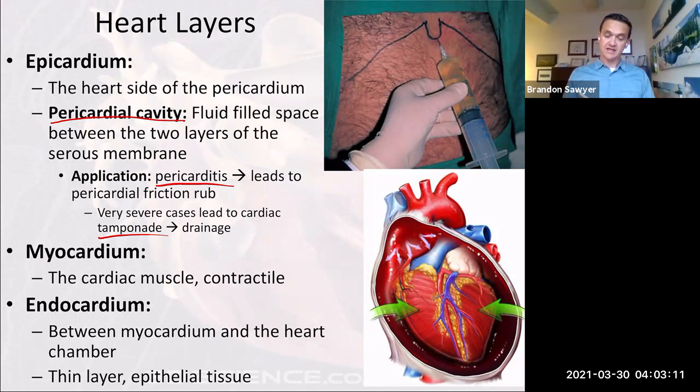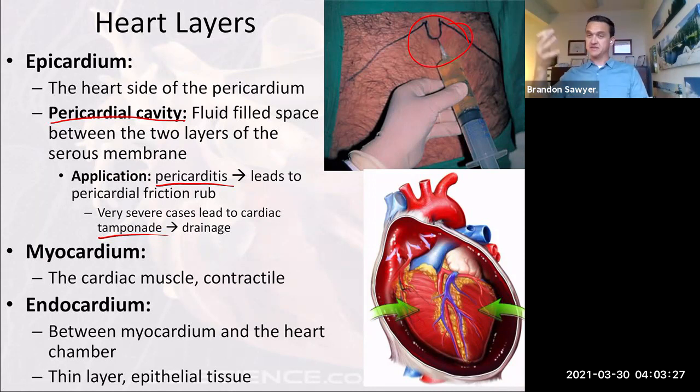And what can happen is they can actually have to drain that space. So they actually stick a needle in there. Somebody's got to know their anatomy well to know where to put that needle, right? And then they suck that extra fluid out, and that takes the pressure off the heart. So that's the epicardium.